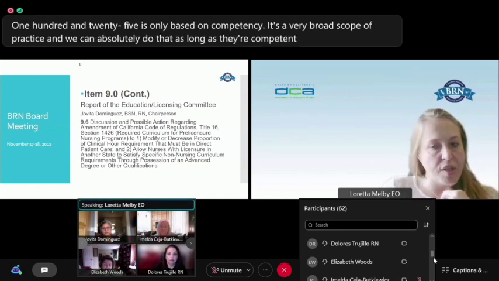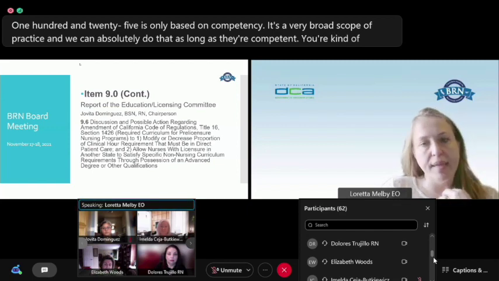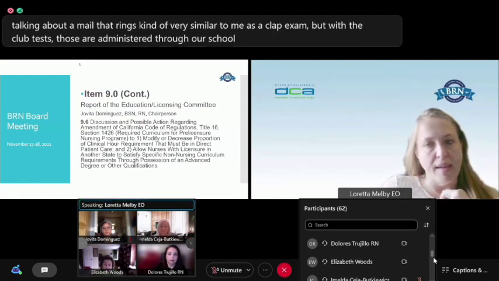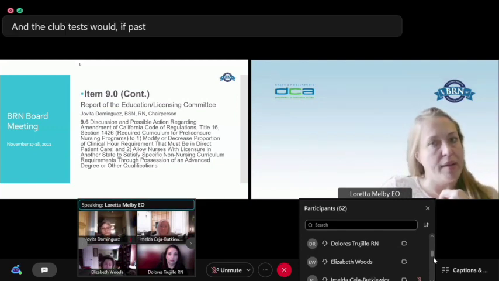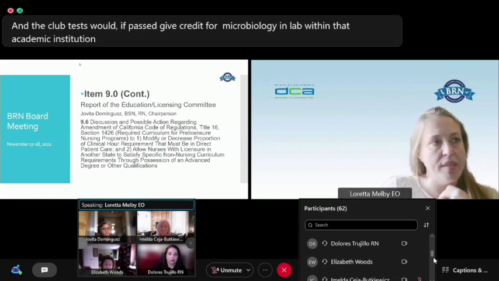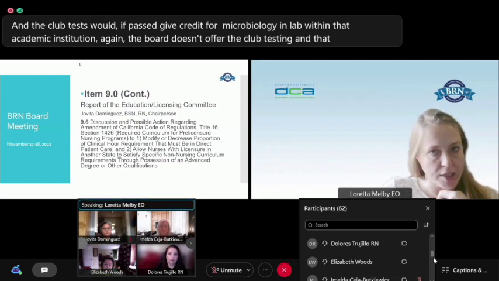The test that you're talking about, Imelda, rings very similar to me as a CLEP exam. But with the CLEP test, those are administered through our schools. And the CLEP test would, if passed, give credit for microbiology and lab within that academic institution. Again, the board doesn't offer the CLEP testing, and that would have to be managed through our academic partners.